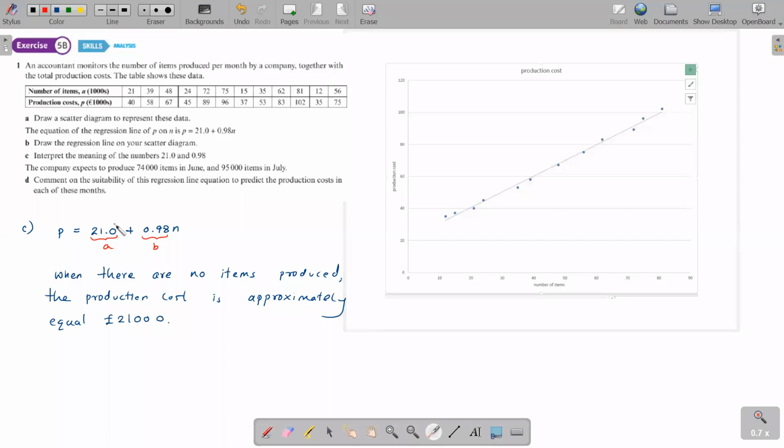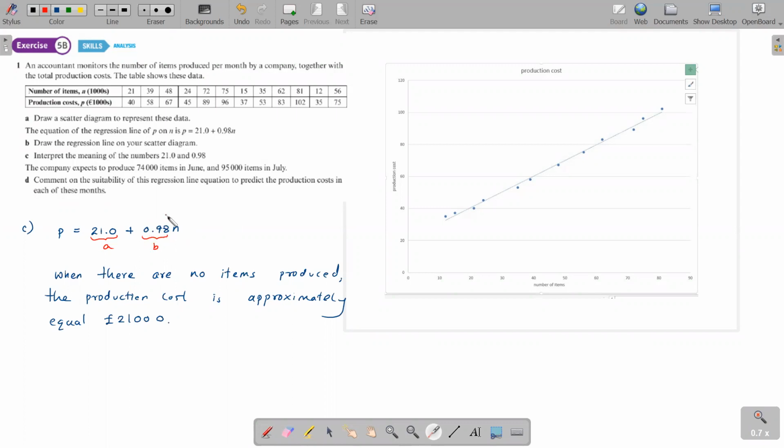All right, guys. Actually, I changed it here. I gave you the equation of the regression line as y equals a plus bx, right? Okay. So here p is the y. So a is 21. The gradient b is 0.98. So n is in place of x.